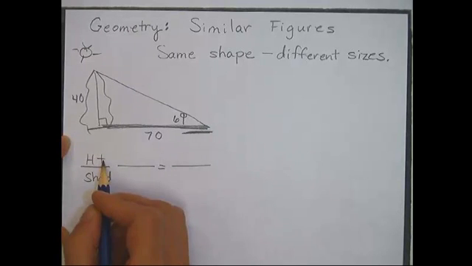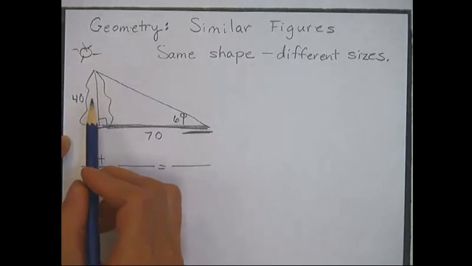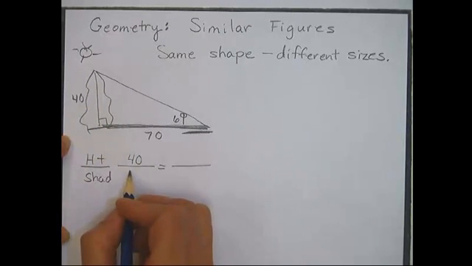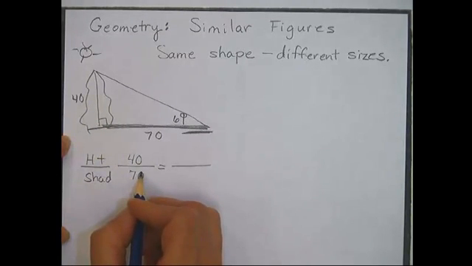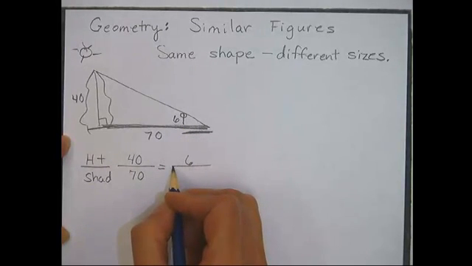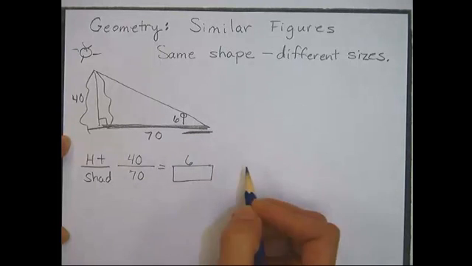I want to look at the height and the shadow of my large figure. The large figure is 40 feet tall and the shadow is 70 feet long. In my smaller figure, I know that this person is 6 feet tall, and we are working to find his shadow down here. So this is the component that we're looking for.